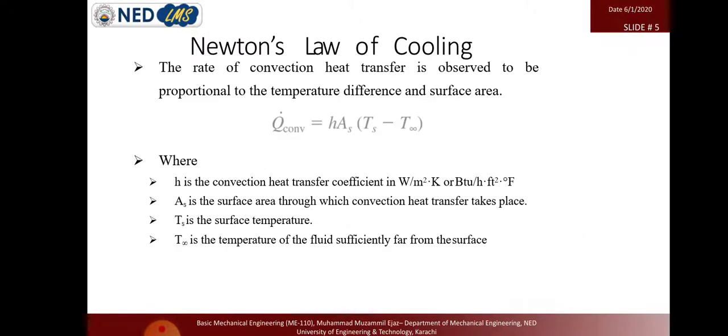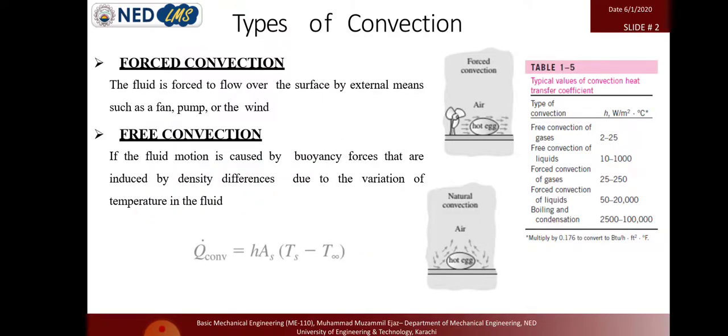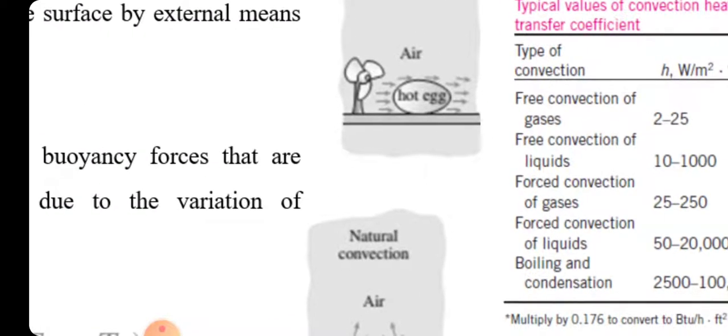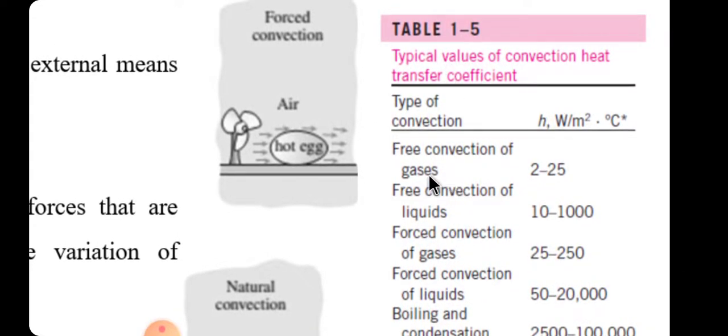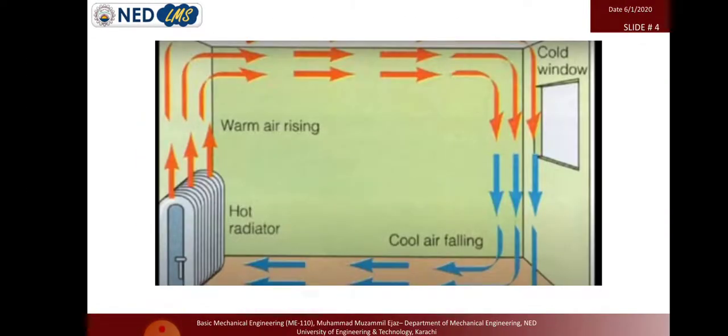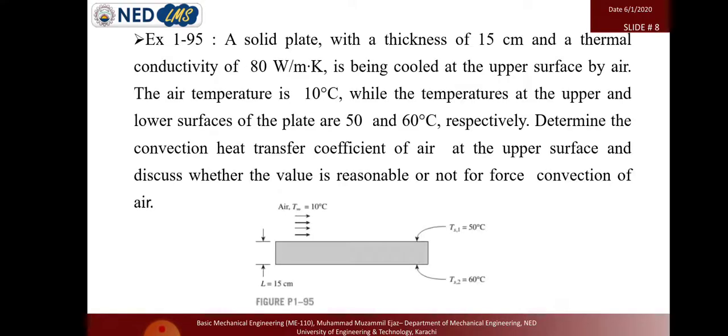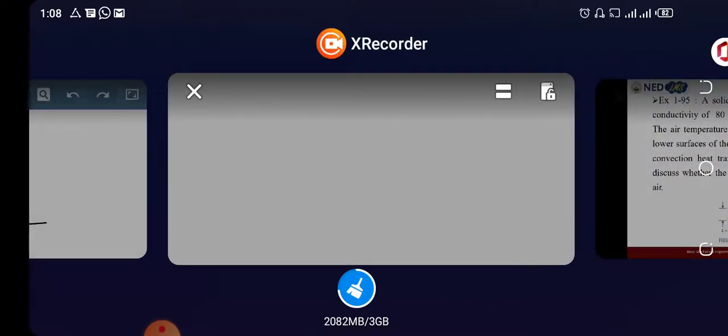We already learned the coefficient values of free and forced convection. This is Table 1.5, which tells us the free convection and forced convection values. If the h value is between 2 to 25 and the fluid is a gas like air, we can call it free convection. But if the value is more than 25, like 25 to 250, we can call it forced convection. So now we have to solve this numerical. Let's see what it would be.